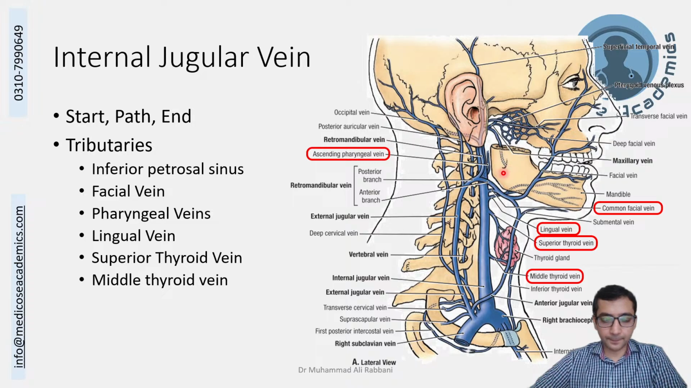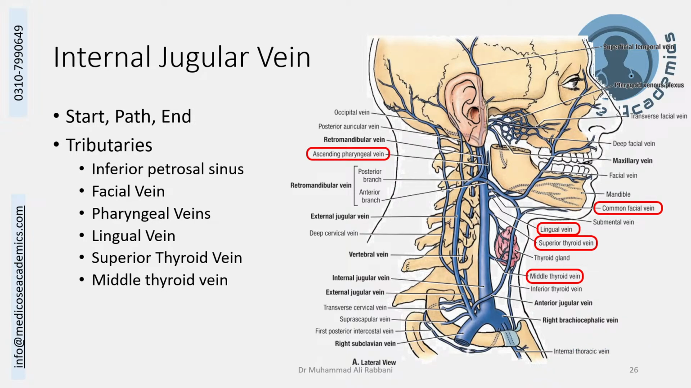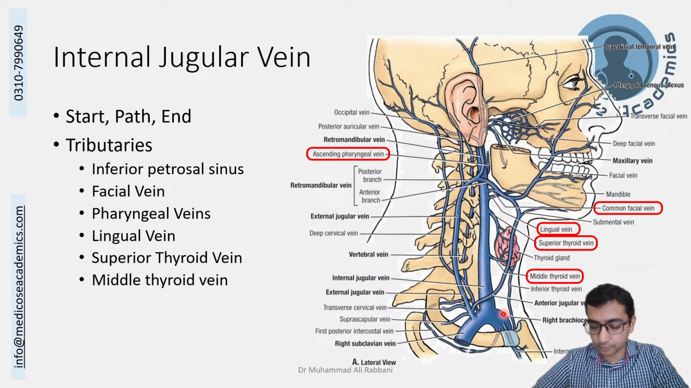Internal jugular vein. Where does it start? It starts from the point where it exits the jugular foramen in the skull, where it exits the posterior aspect of the jugular foramen. From here, it goes down and it enters the carotid sheath. From that point it moves down the carotid sheath all the way down, and it ends where it meets the subclavian vein to form the brachiocephalic vein. So this is the terminating point of it.